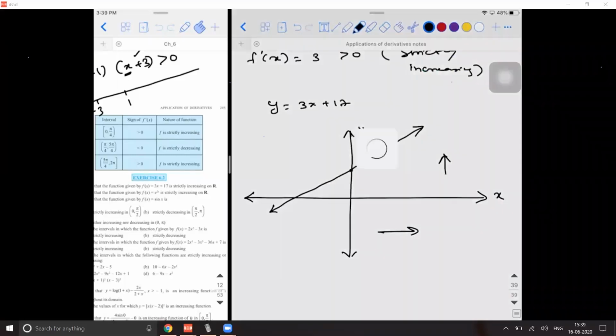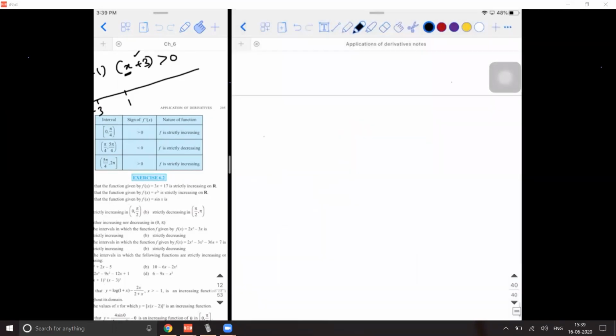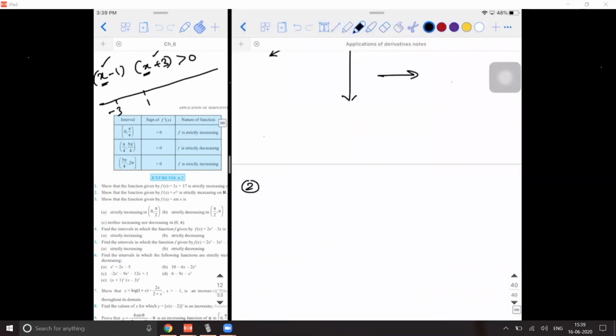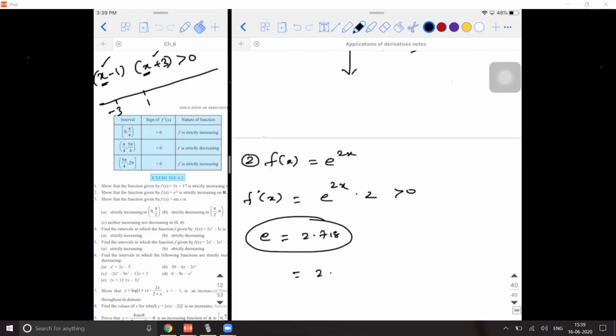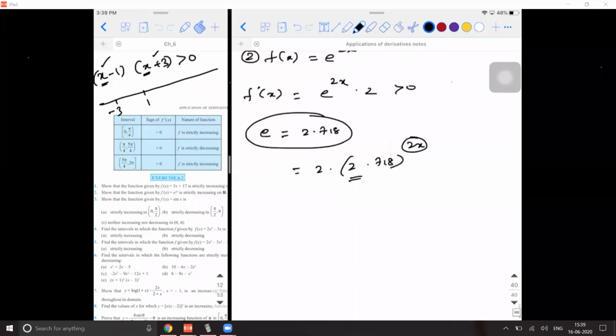It's a simple one. So how to do the next one? Show that the function f of x is equal to e power 2x is increasing on R. So again differentiate. f dash of x is equal to e power 2x into 2. You are going to follow the chain rule. So e power 2x into 2 is always greater than 0 for any value of x, because the value of e is approximately 2.718. So 2 into 2.718 raised to the power of anything is definitely going to be a positive value. So that's the answer, right? It is going to be a positive value for all values of x that belongs to R.